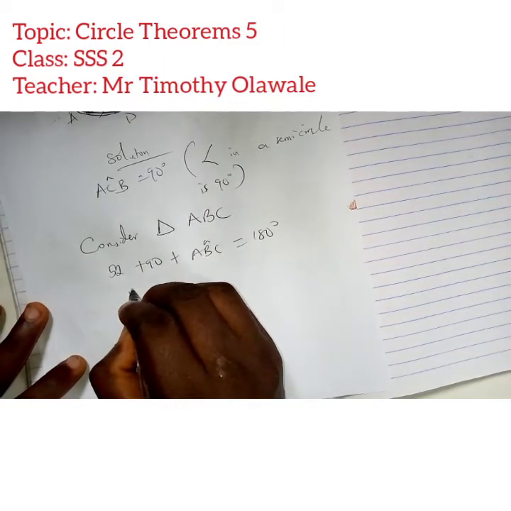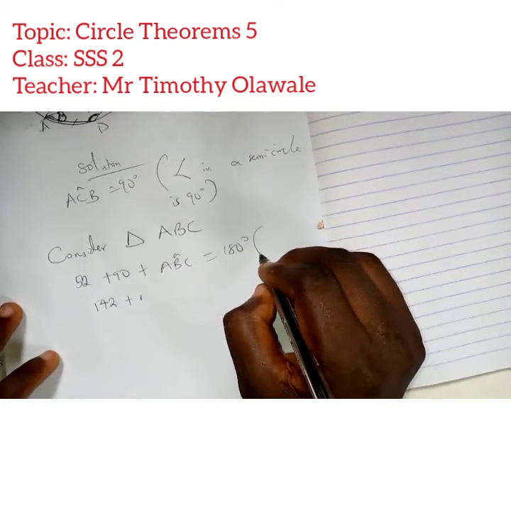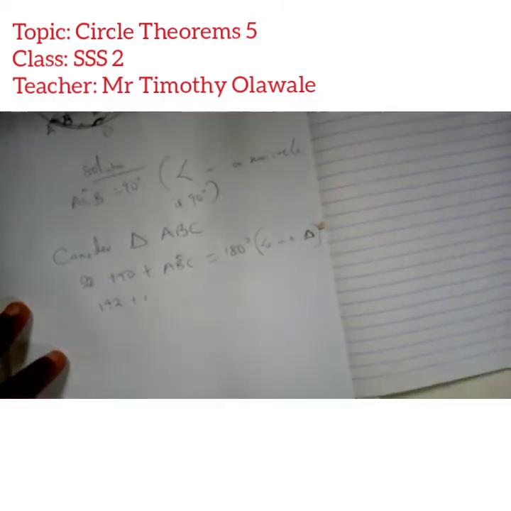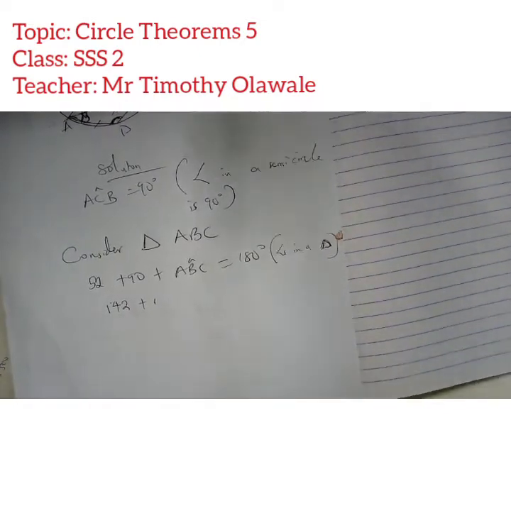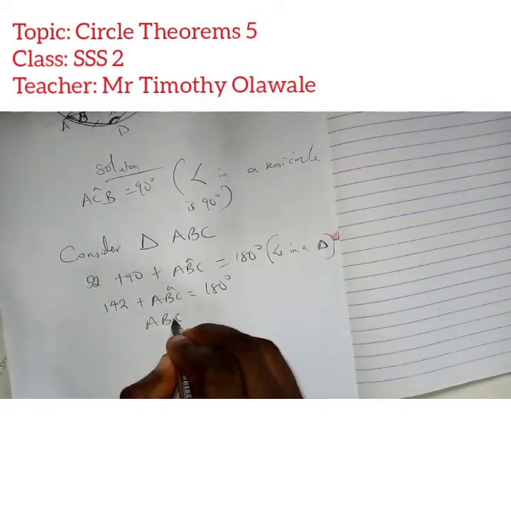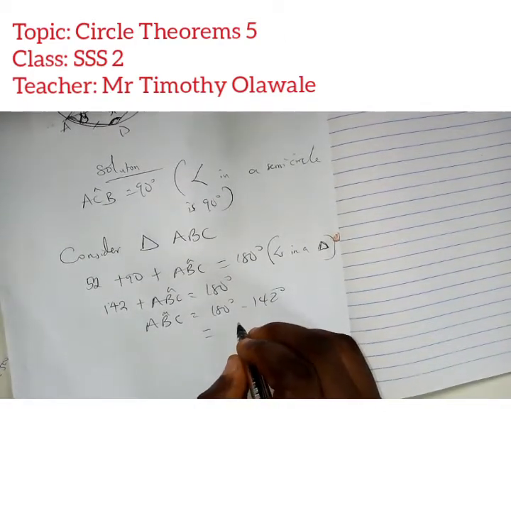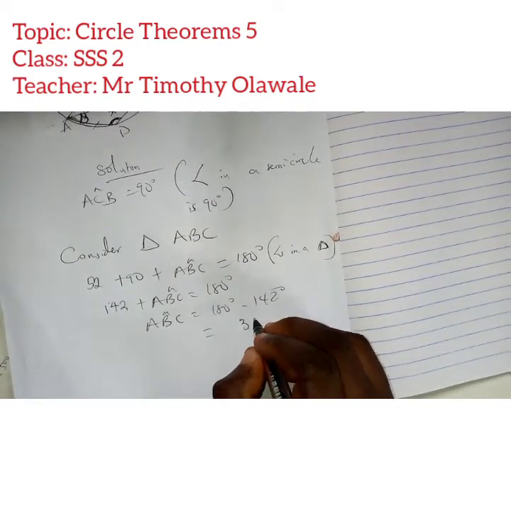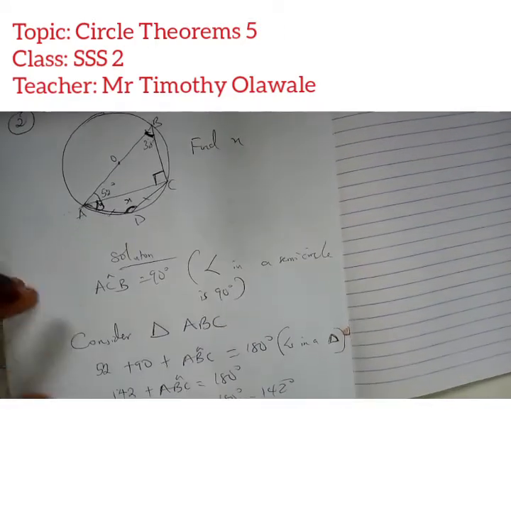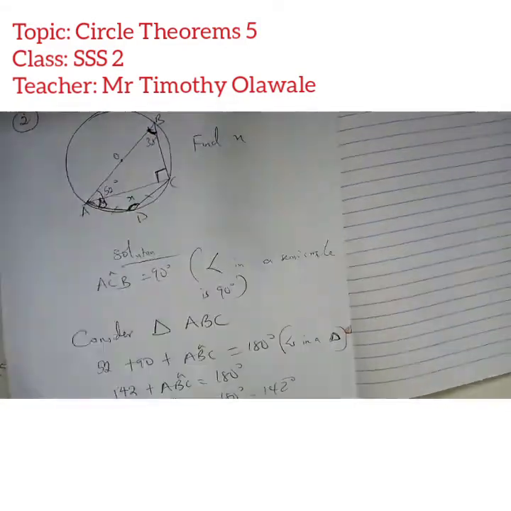So we can say 52 plus 90 is 142, right? Plus, we have not put the reason here. Why? Angles in a triangle. That's the reason. So we say 142 plus ABC equals 180 degrees. ABC equals 180 degrees minus 142 degrees. That is equal to what? 38. So this is 38 degrees. Do you understand? So this plus this plus this equals 180. That's how we got this place.